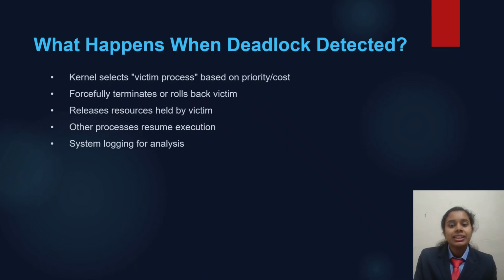What happens when a deadlock is detected? The kernel selects a victim process based on priority or cost. It forcefully terminates or rolls back the victim, and releases resources held by the victim. The other processes resume execution. The system logs the event for analysis.